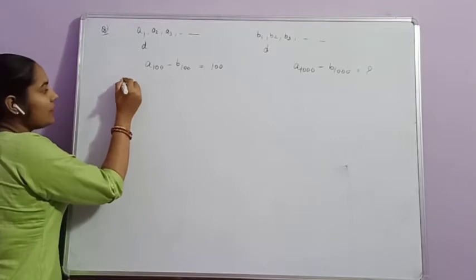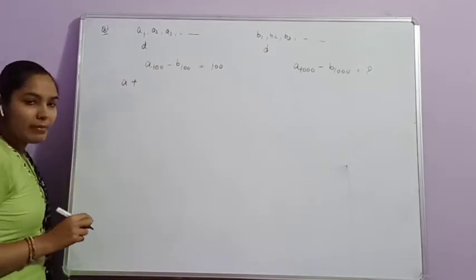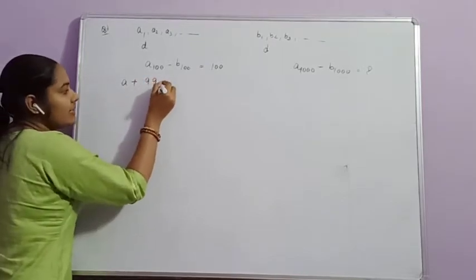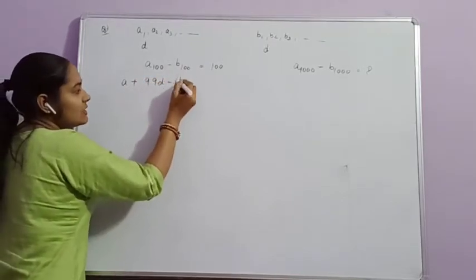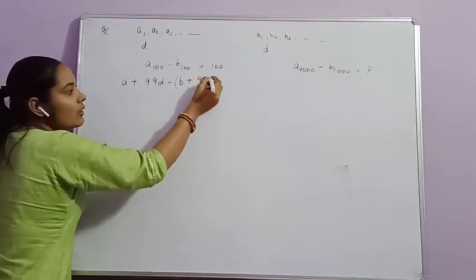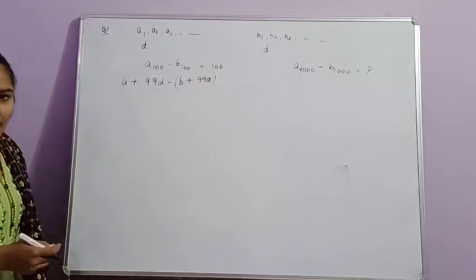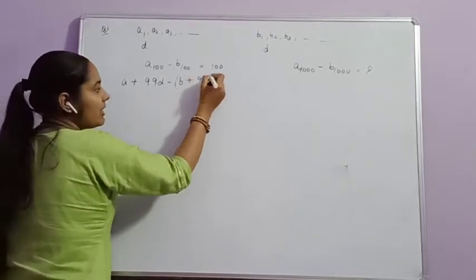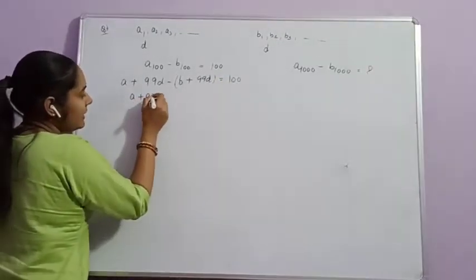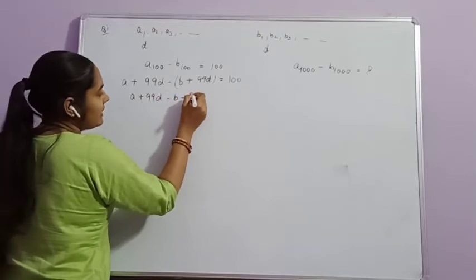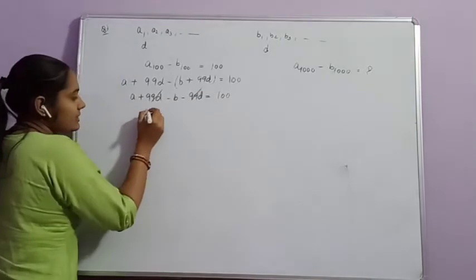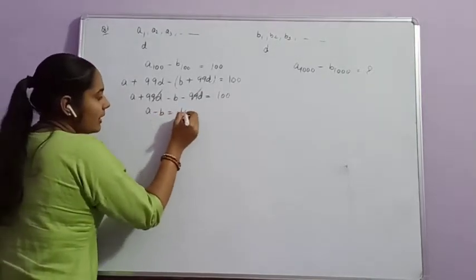A100 can be written as A plus N minus 1 into D. N minus 1 means 100 minus 1, that is 99 into D. Similarly, B100 can be written as B plus 99D. Why? As the common difference is the same, we can take D as the common difference for both APs. A plus 99D minus B minus 99D is equal to 100. 99D is cancelled out, A minus B is equal to 100.